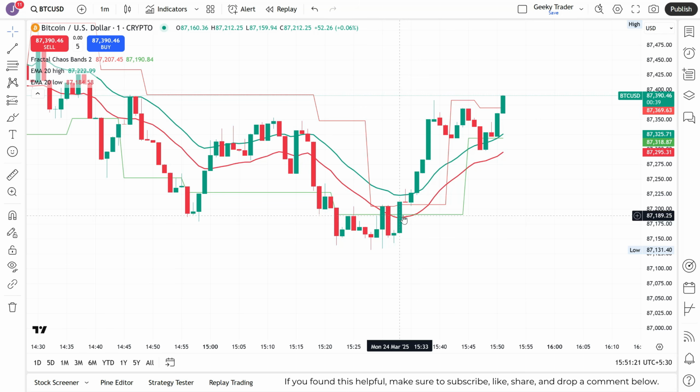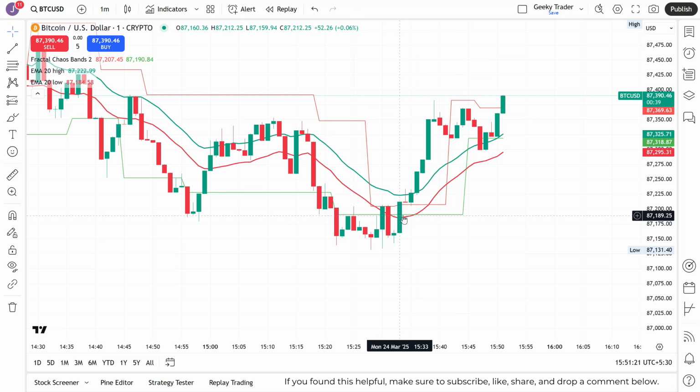Now, look at what's happening here. The price has crossed above the upper fractal chaos band, which previously acted as resistance. At the same time, the price has also closed above the 20 EMA high, green line. This combination gives us a strong buy signal, indicating that momentum is shifting upward. This is a perfect opportunity to enter a long trade and ride the trend for a big profit. This is how we use market structure and indicator confirmation to make smart, well-timed trades.